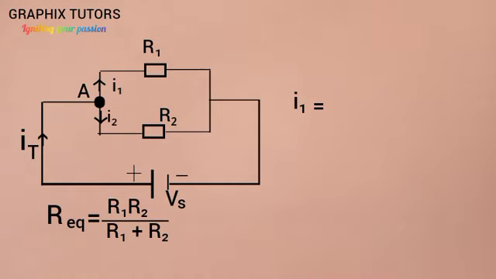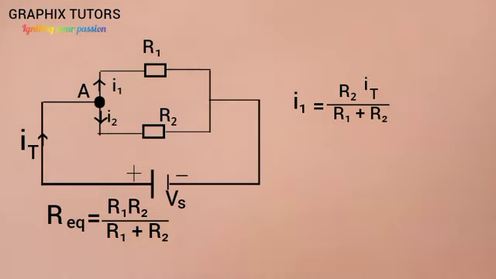So if I'm writing it now, I'm going to say that my I1 is equal to R2 divided by R1 plus R2. Since I've removed R1, I need to replace it with something. I'm going to replace it with the total current in the circuit, which is called the I total. So that is how you find the current flowing through R1, that is I1.